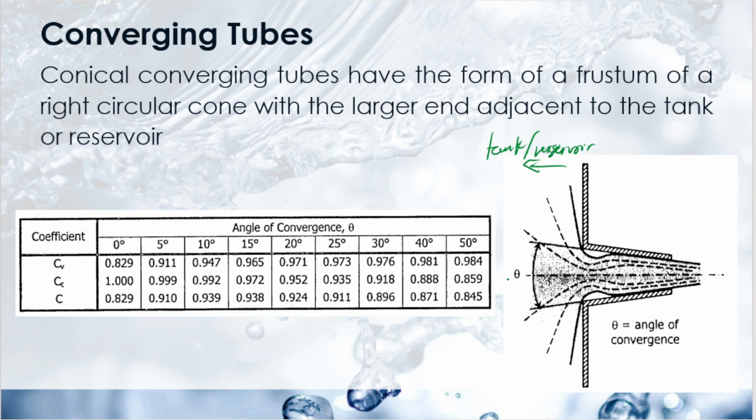As you could see here, it has this shape, so it contracts at that portion. It's almost the same as the short tubes, except there is an angle of convergence. So if there's a converging tube, we also have the diverging tubes.